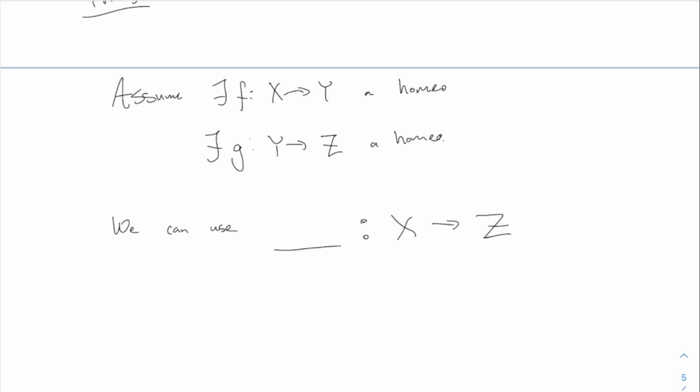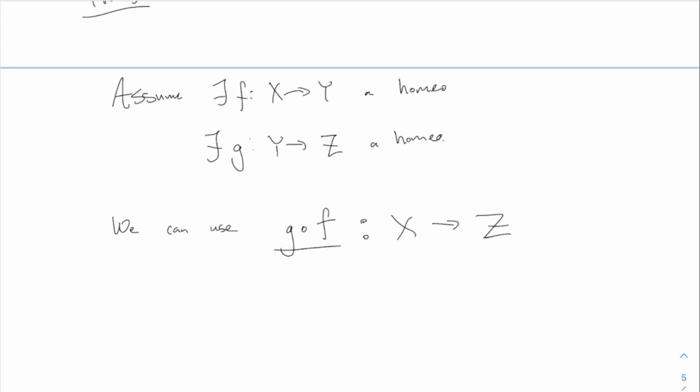Yeah, we can do a composition. Should it be F circle G or the other way around? The other way. This is the hardest part. G circle F. It should be G composed with F. That way F happens first so that the domain is X, and then G happens and you end up in Z. Is this really a bijection? This is a fact from discrete math, true of any functions: the composition of two bijections is also a bijection.